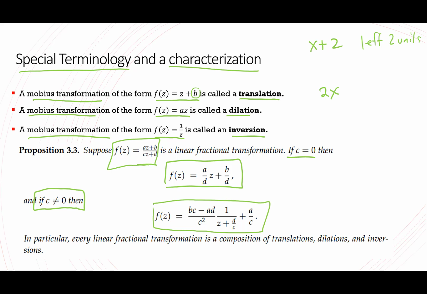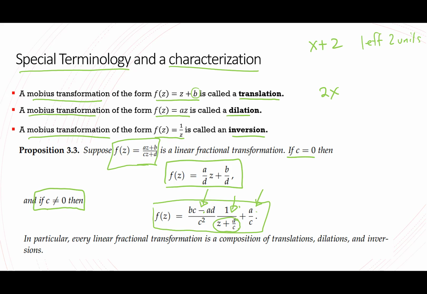Basically what we're doing is we're taking our input, we're translating it by d over c, and then we invert it, okay, then we dilate it by this crazy quantity BC minus AD over C squared, and then we translate it again, okay? So that's what this function is doing. It's basically how many transformations? That was 1, 2, 3, 4 transformations there.